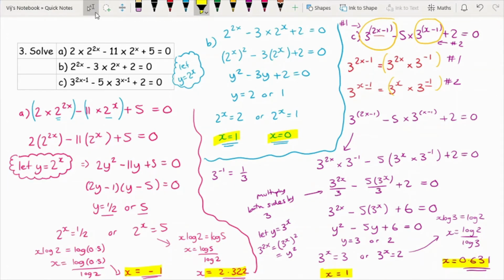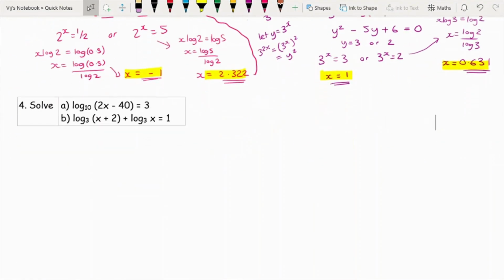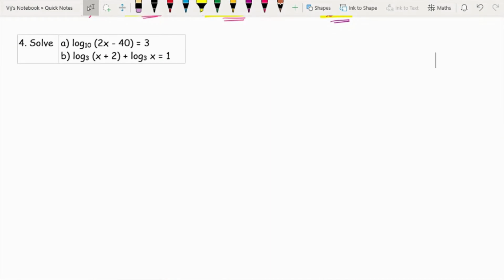So moving on to question 4 now. Now we've got logs in their more customary territory. So looking at question 4, what we've got is this. So let's just scroll down a little bit more.